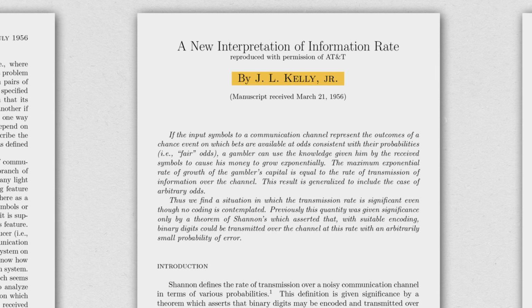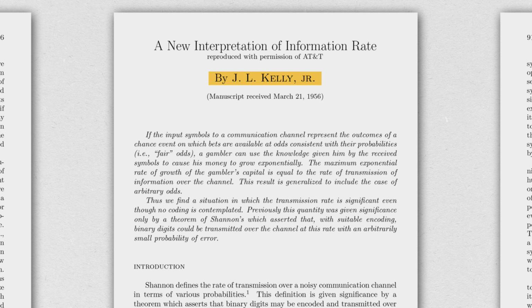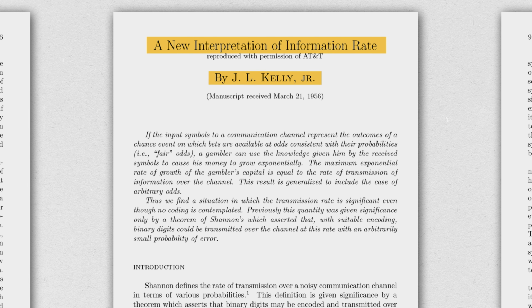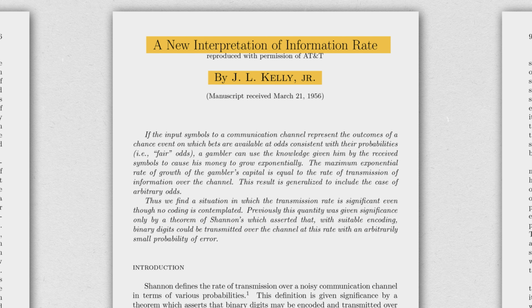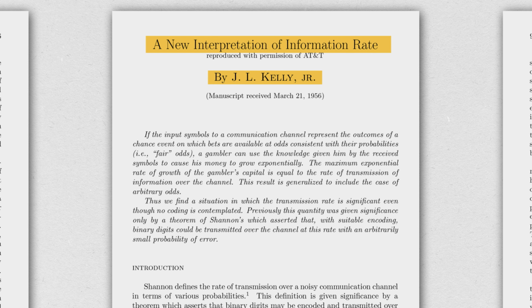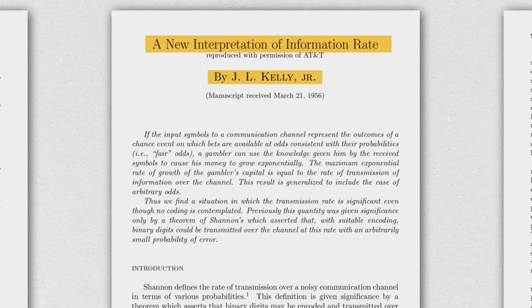Well, in 1956, a physicist named John Kelly, working at Bell Labs in New Jersey, published a paper titled A New Interpretation of Information Rate in the Bell System Technical Journal that answered this very question. Now, some of you may be wondering what a physicist has got to do with position sizing, and why the title of the paper talks about information rate of all things? We'll get to that in a while.